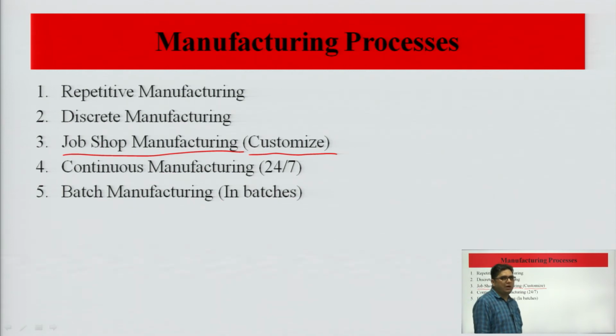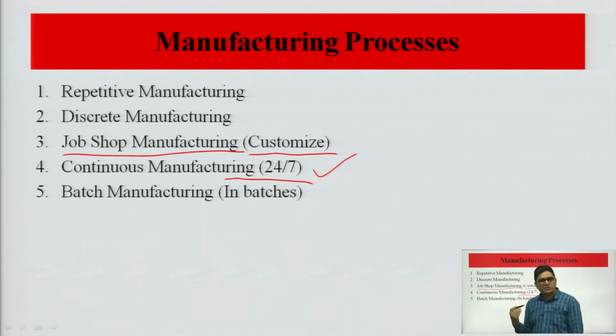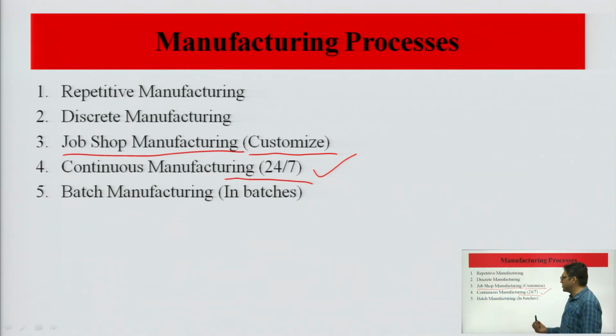Next, it is about continuous manufacturing. In continuous manufacturing, what happens? Your manufacturing process will be continuous, and here too the process is continuous. So, what is the difference? Here the process is 24/7 continuous, you are in the process of manufacturing, but in the continuous process, liquid things, gas and liquid things, we are refining or processing.